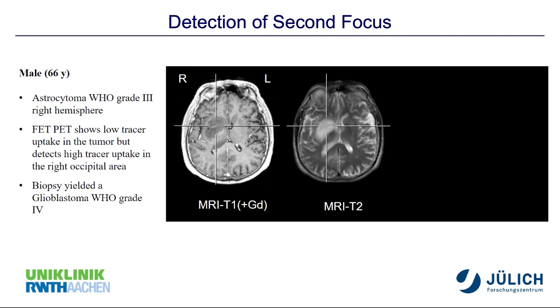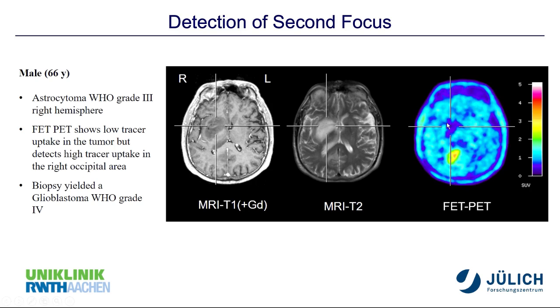This patient was referred for FET PET to evaluate the metabolic activity of this astrocytoma in the right hemisphere. FET PET shows low tracer uptake in the tumor, indicating a favorable prognosis, but detects a distant lesion in the right occipital cortex with high FET uptake. Biopsy in this area yielded a glioblastoma, which was decisive for the further treatment of the patient.